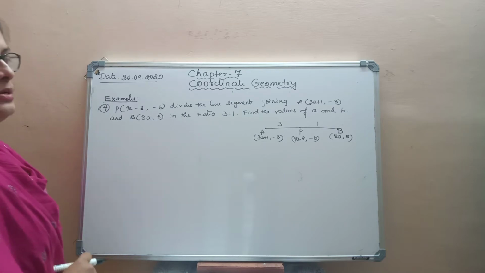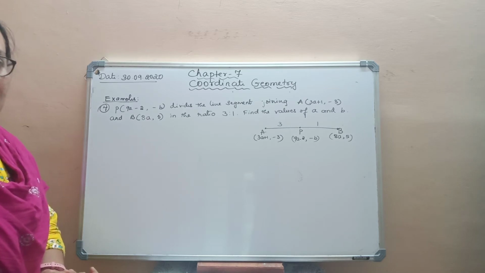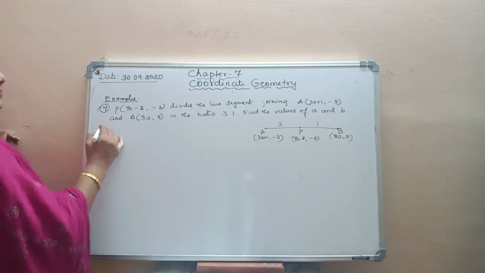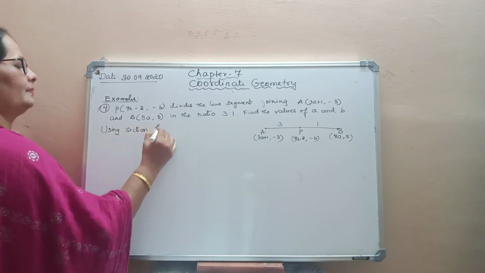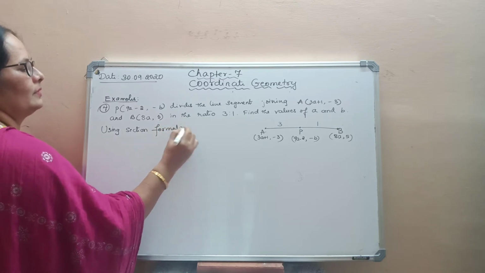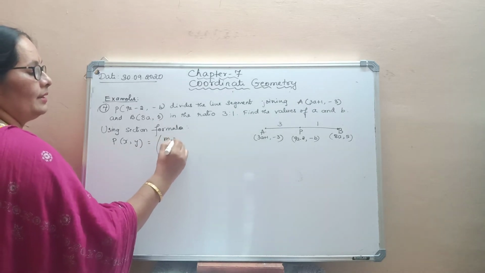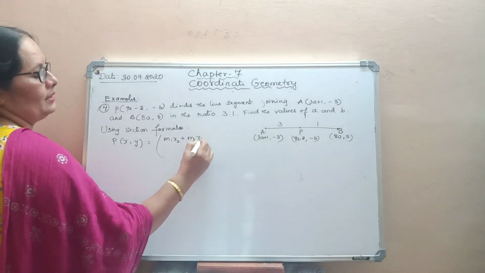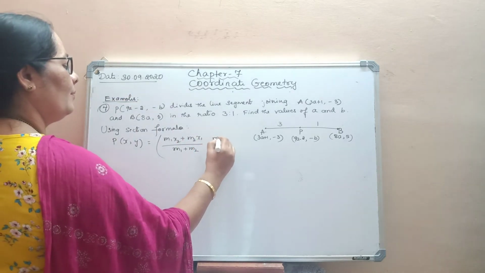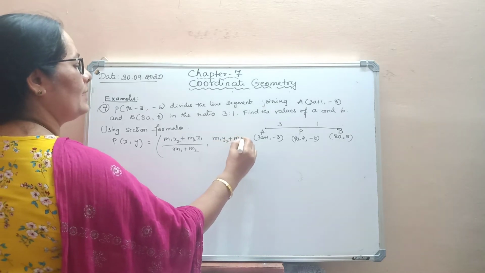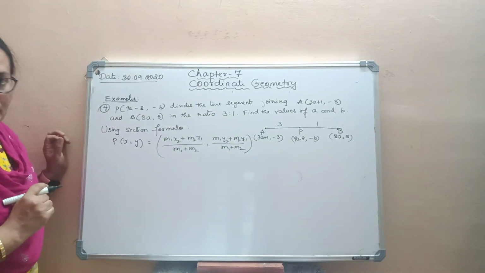How can we find the values of a and b? Here the ratio is given and the coordinates are also given, so we use the section formula. P(x, y) equals (m1 x2 plus m2 x1) upon (m1 plus m2), then (m1 y2 plus m2 y1) upon (m1 plus m2). So this is the section formula.